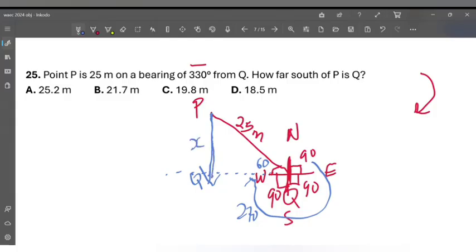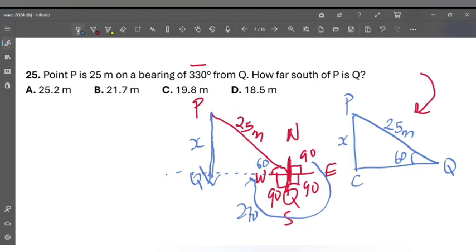So I'm going to call this my X. Bringing out this triangle, you see I have point P here and point Q. There is an angle of 60 degrees here. This is 25 meters and I'm told to find this distance. So using my SOHCAHTOA, I know that sine theta is equal to opposite over hypotenuse.